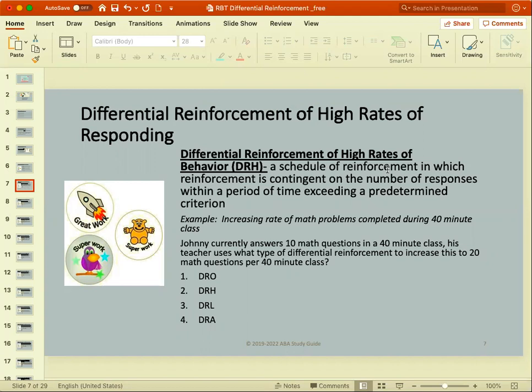So example here, let's just say stickers are the reinforcers, or the potential reinforcers. We are going to try to increase the rate of math problems completed during a 40-minute class. So if Johnny currently answers 10 math questions in 40 minutes, his teacher uses what type of differential reinforcement to increase this to 20 math questions per 40 minutes? So in the chat box, privately to me, so we don't have any observer reactivity, tell me what the answer is. Is it DRO, DRH, DRL, or DRA? Johnny's starting with 10 math questions, and we want to increase it to 20.